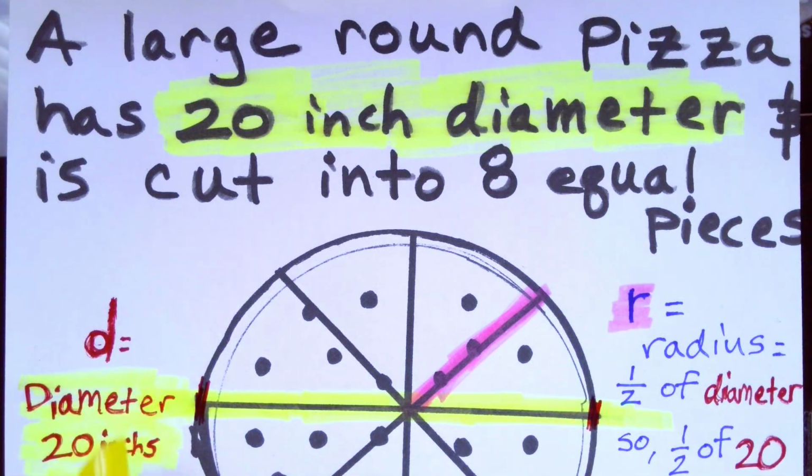So, what is a diameter? Right? What is your diameter? Your diameter is from edge to edge of a circle. Of course, a pizza pie is a circle. What is the radius? R. Well, the radius is 1/2 of the diameter, right?